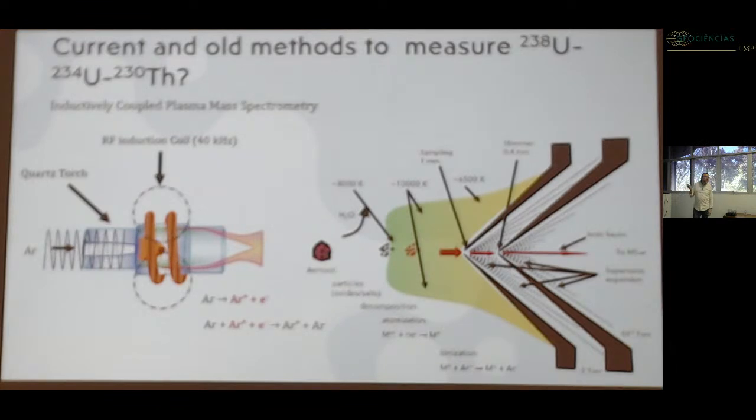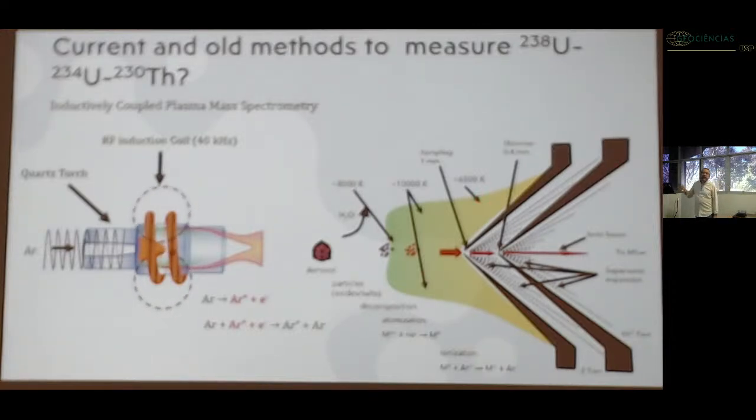Around the base of the plasma the temperature could be up to 8,000 Kelvin, which is extremely hot. So as soon as the aerosol gets close to it, it'll evaporate. The water will evaporate, and all the particles, oxides, and salts of your elements will remain. Then these are decomposed, atomized, and then ionized again, and then these are extracted into the mass spectrometer.